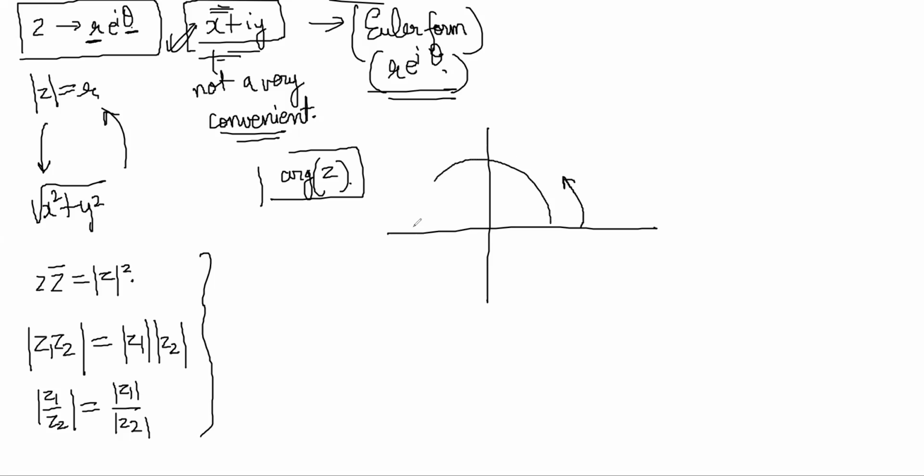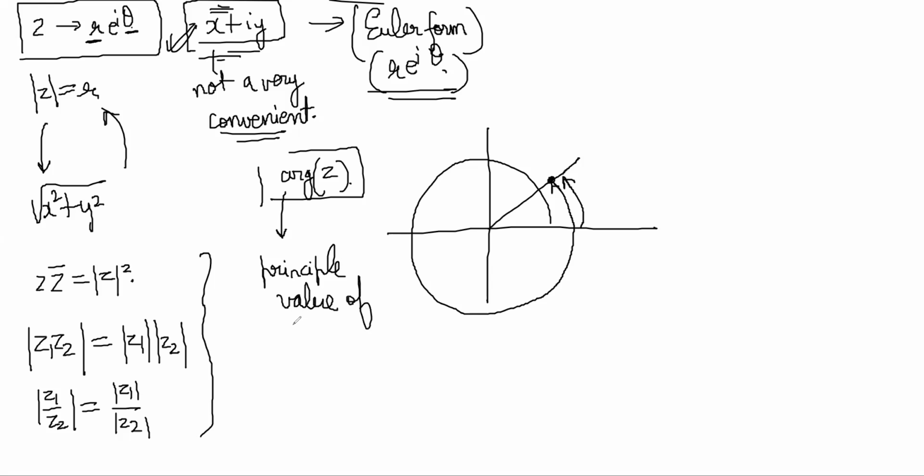Because you can go in a full rotation and come back to this point, argument is always multi-valued. The same complex number could be said to have an argument of 60 or 420. 2 pi plus 60 is also valid. So when we talk about argument, generally we refer to the principal value of the argument, which is only one value of the argument, which we will be using mostly.